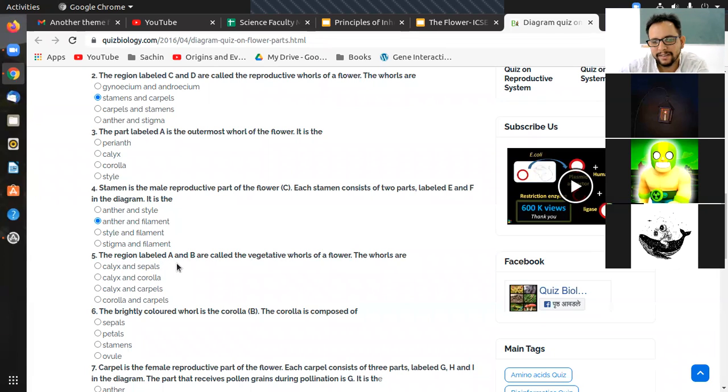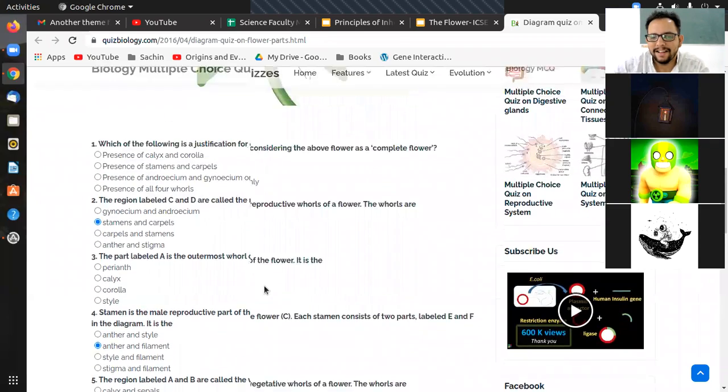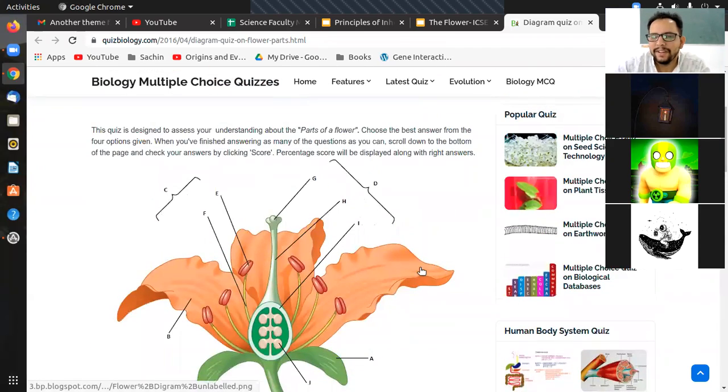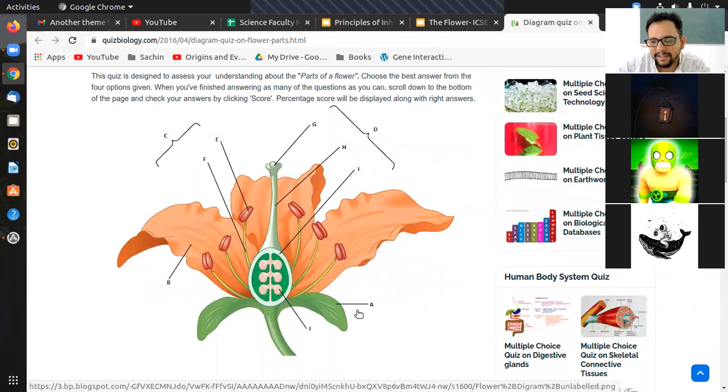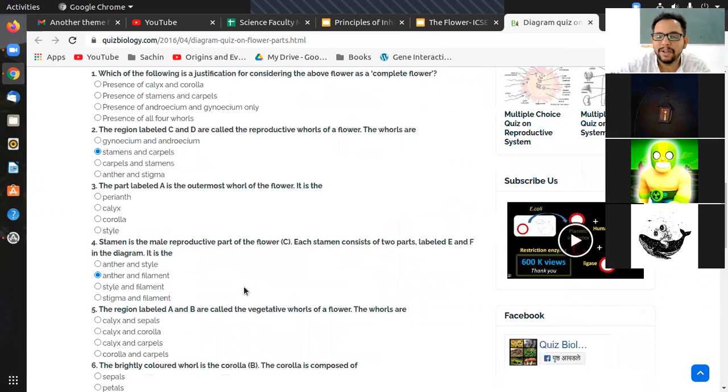You can't say that calyx and sepals are the same thing as vegetative whorls. So the A part is your calyx, B part is your corolla. Petals are also counted as vegetative. Now the assumption that you are making here is that we consider vegetative always green, right? That is the logic probably you are bringing here. Vegetative means they are non-reproductive. That is the vegetative parts.